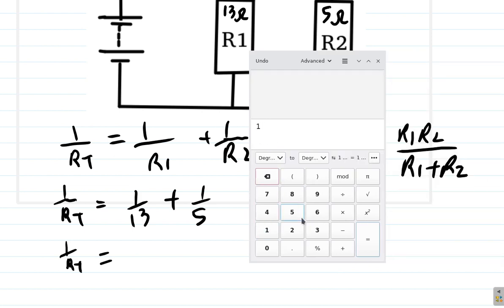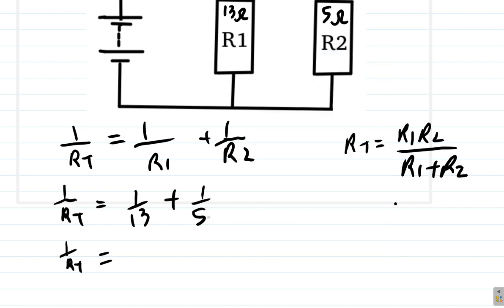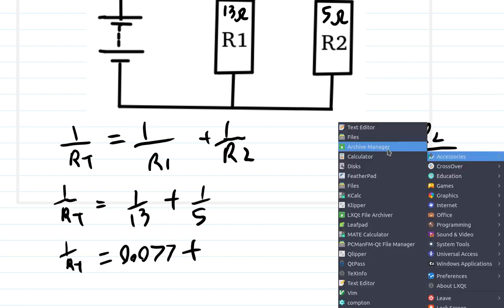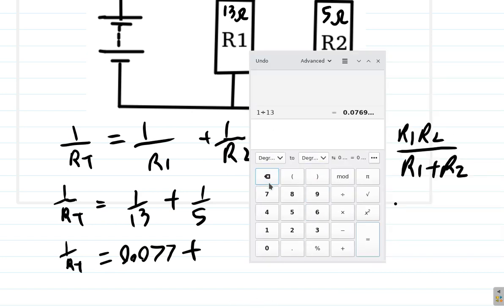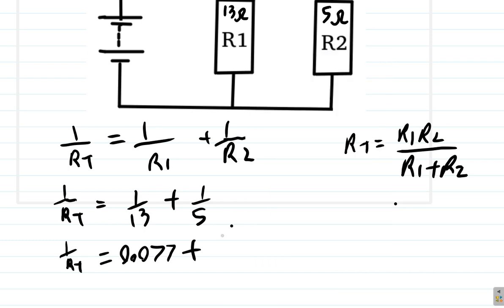So 1 over RT is equal to, let's get our calculator. 1 over 13 is 0.077. Let's write to 3 decimal places. 0.077 plus 1 over 5. What is that equal to? 1 over 5 equals 0.2, and 0.077 plus 0.2 is 0.277. That's 1 over RT.